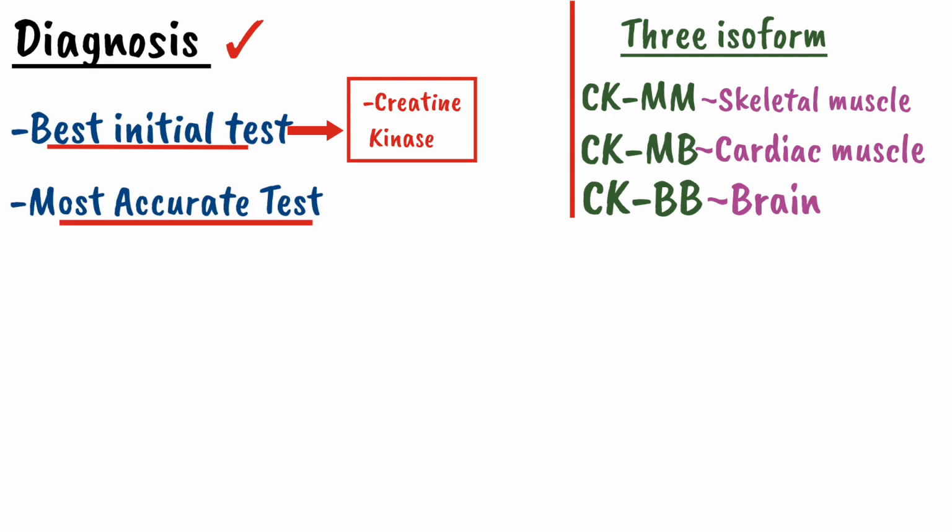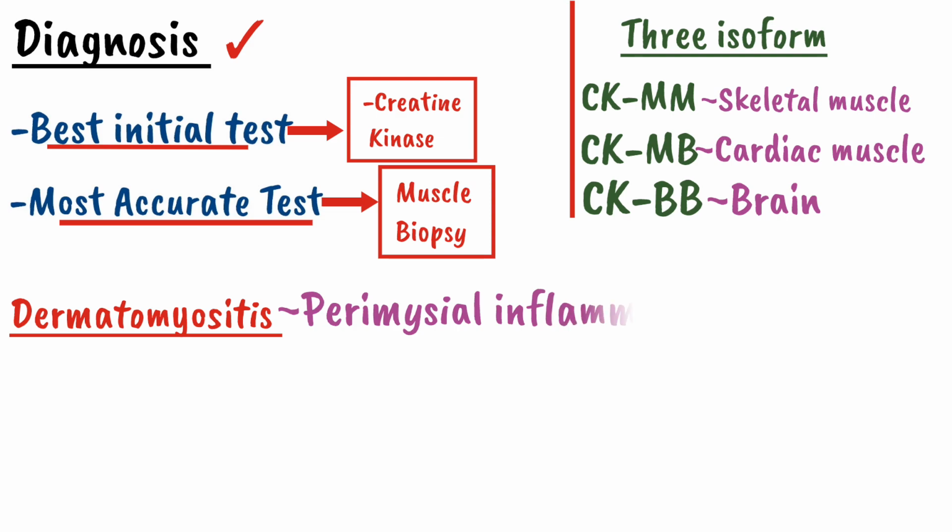Other than creatine kinase, the most accurate test which can be performed for the diagnosis of dermatomyositis and polymyositis is biopsy of muscle. The biopsy is the most accurate test for the diagnosis of dermatomyositis and polymyositis. The biopsy will show inflammation and muscle fiber fibrosis. But remember that in dermatomyositis there will be perimysial inflammation.